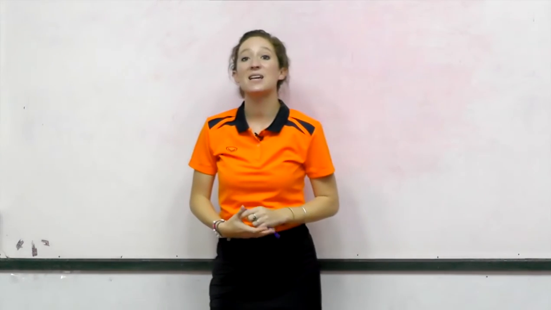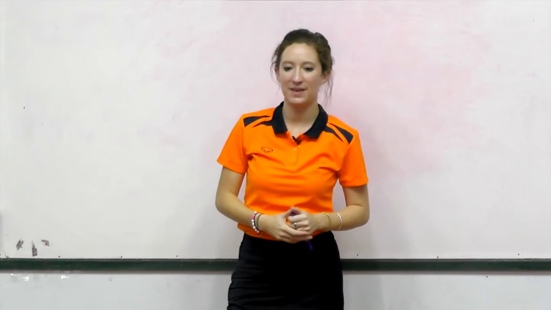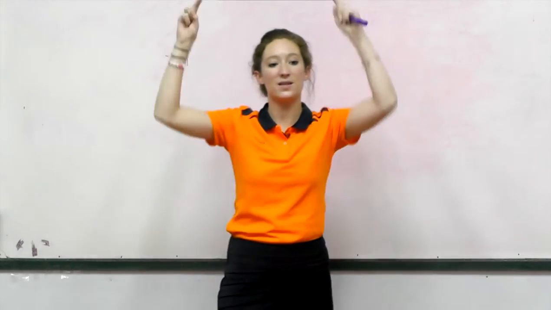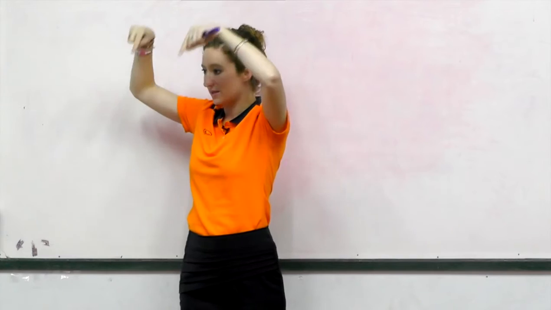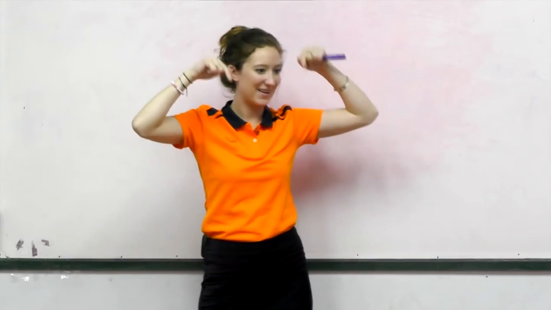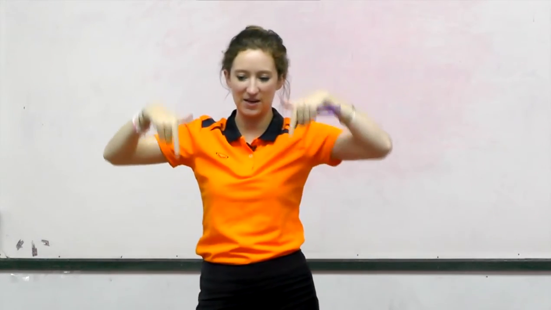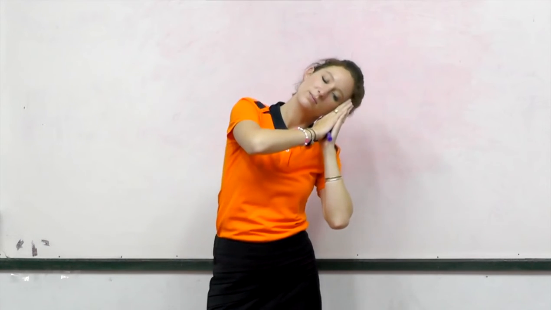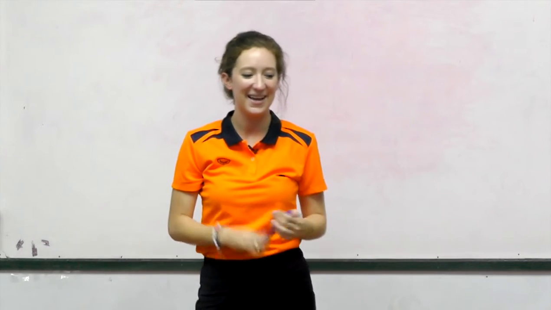So what word did we use for this? Sunset. Very good. Sunset. When the sun is going down. Show me sunset. Very good. I like it. The sun's going down. And then finally, we already know this one. Night. That's right. We sleep at night. So that's what we do for night. Very good.